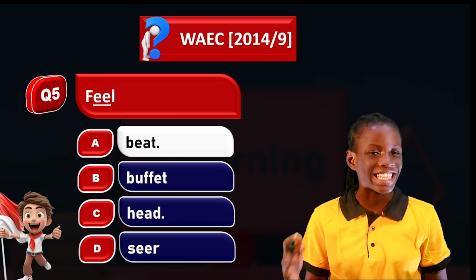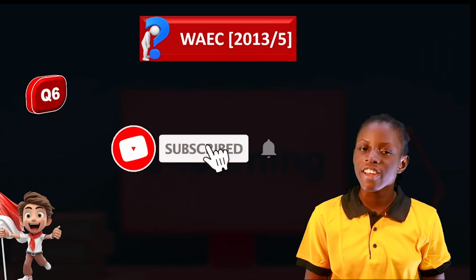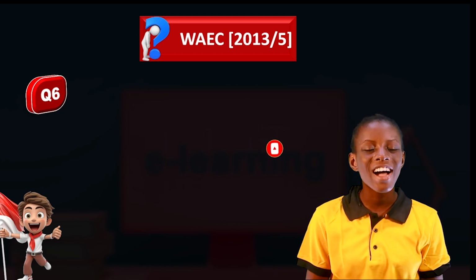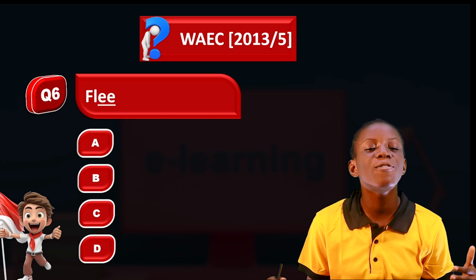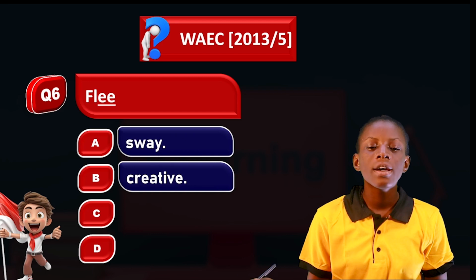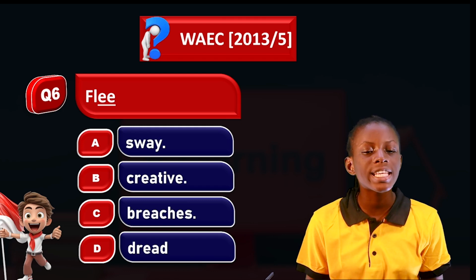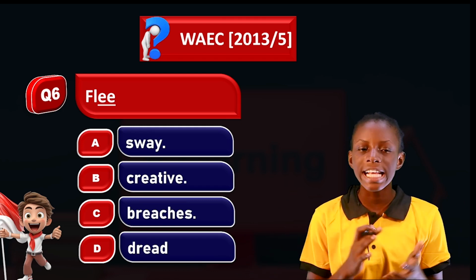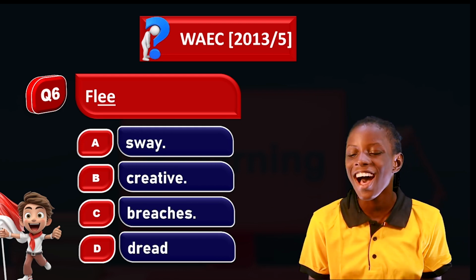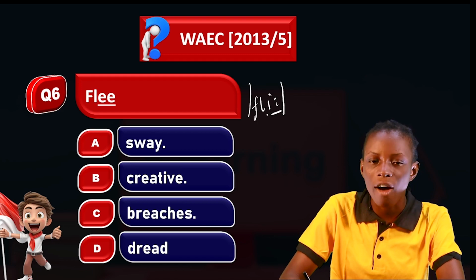Having clarified this, let's move to the next question. We have our given question in the year 2013, question 5. I could ask this lovely question. We have our given word to be flee. Flee from the devil. And the options are sway, creative, breeches, and dread. So what is our answer now? Let's transcribe together. Flee is the E sound, /iː/.